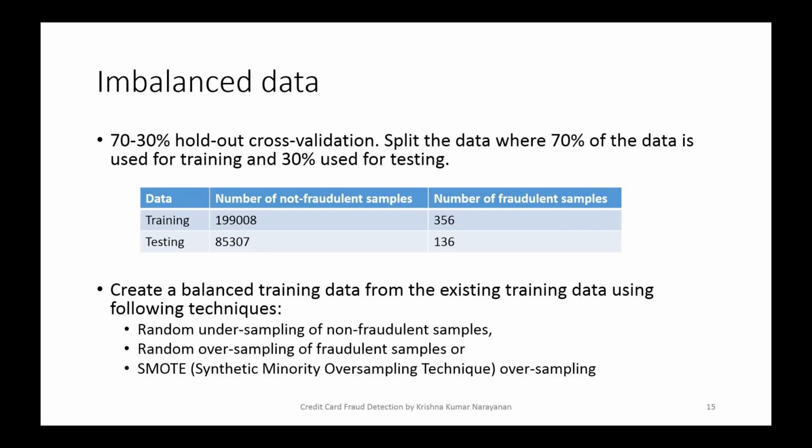Our data is an imbalanced data set, like I mentioned before. So before we start balancing out the data, I split the data using a 70-30 holdout cross-validation, where 70% of the data is used for training and 30% for testing. And I created a balanced data set from the training data set using the following techniques: random undersampling of non-fraudulent samples, random oversampling of fraudulent samples, or the SMOTE oversampling, which stands for synthetic minority oversampling technique.